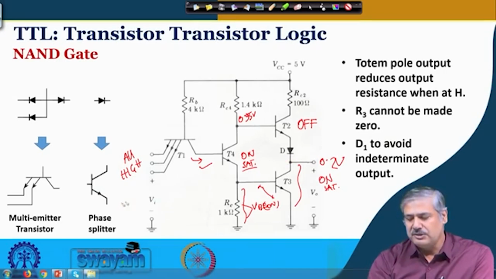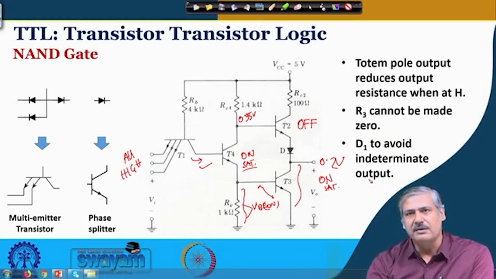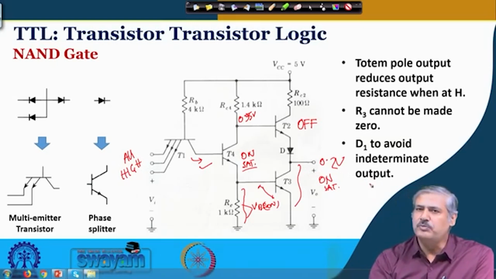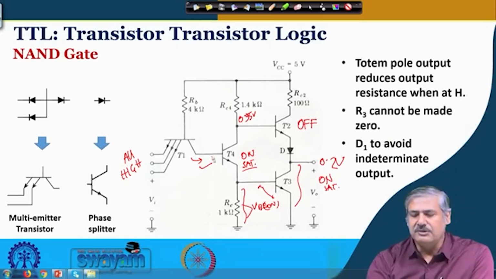So, this is the other case when all of them are high, output low, any one low, output high. What is that logic? That is nothing but the NAND logic. So, this is how this particular circuit works.